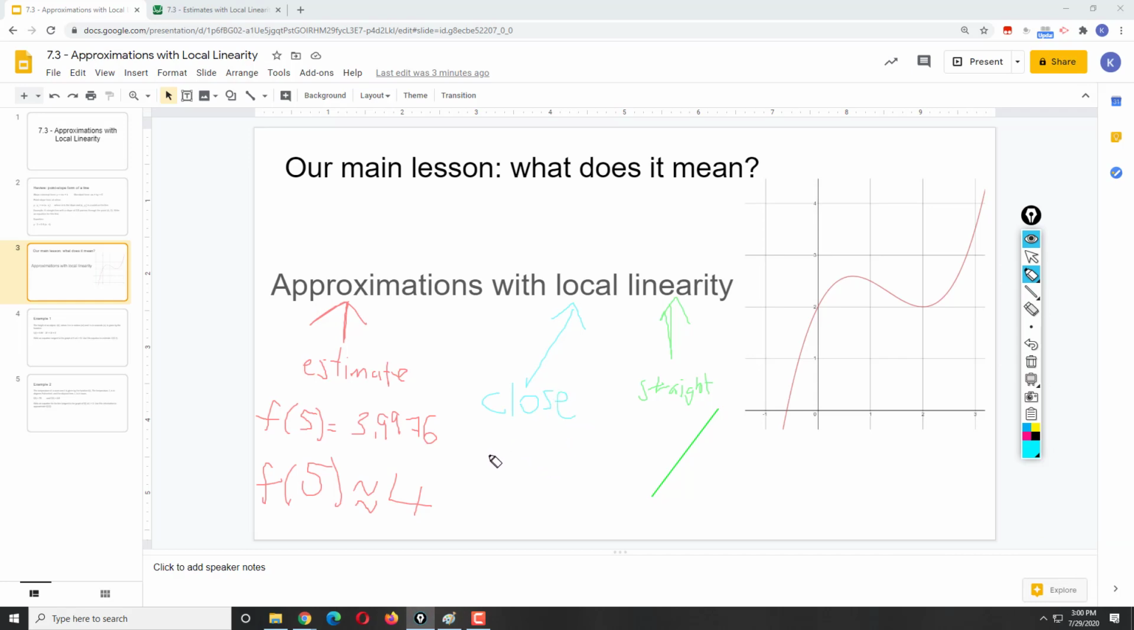So for example, if we know f of 5 is about 4, and f prime of 5 is about 1, I can estimate f of 5.1. That's local because 5.1 is close to 5. I can estimate that. But I don't want to use that to estimate like 13, because that's far away. That's not local. Okay? So what are we going to do? Well, let's look at some examples.